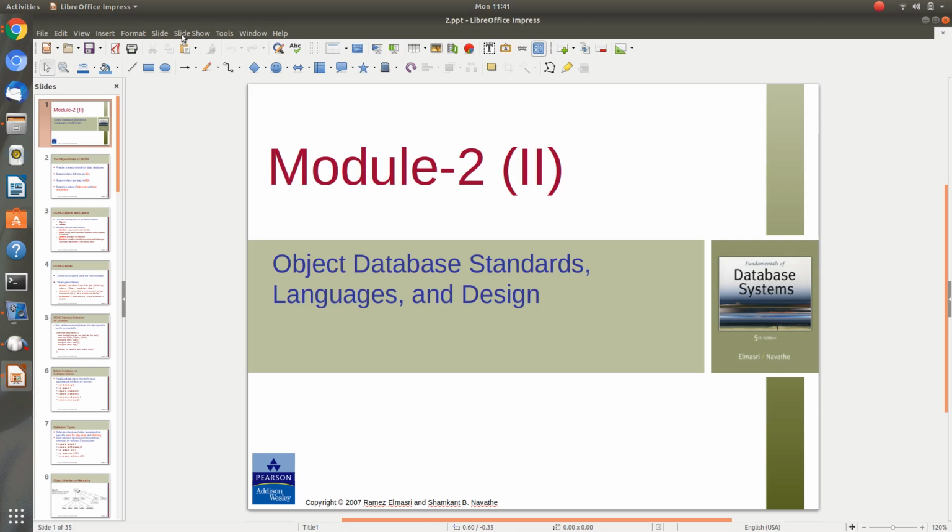We will also look into the different languages that are used for processing the database in object-oriented systems. In relational database systems we use languages like SQL, DDL and DML. Here we use similar types of languages exclusively for accessing object-oriented databases. And we will also see how to design the database by using these standards and languages.